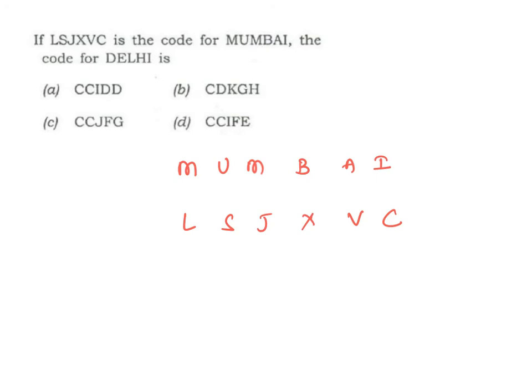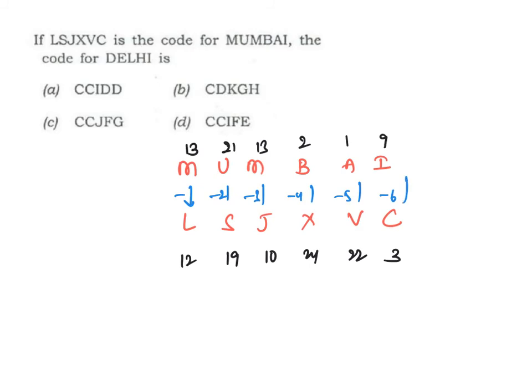M is 13, U is 21, 13, this is 2, 1, 9. For this one, 12, S is 19, J is 10, X is 24, V is 22, C is 3. So you can clearly see here, that's minus 1, minus 2, minus 3, minus 1, minus 2, minus 3, minus 4, minus 5, minus 6. Or else you can add reverse.